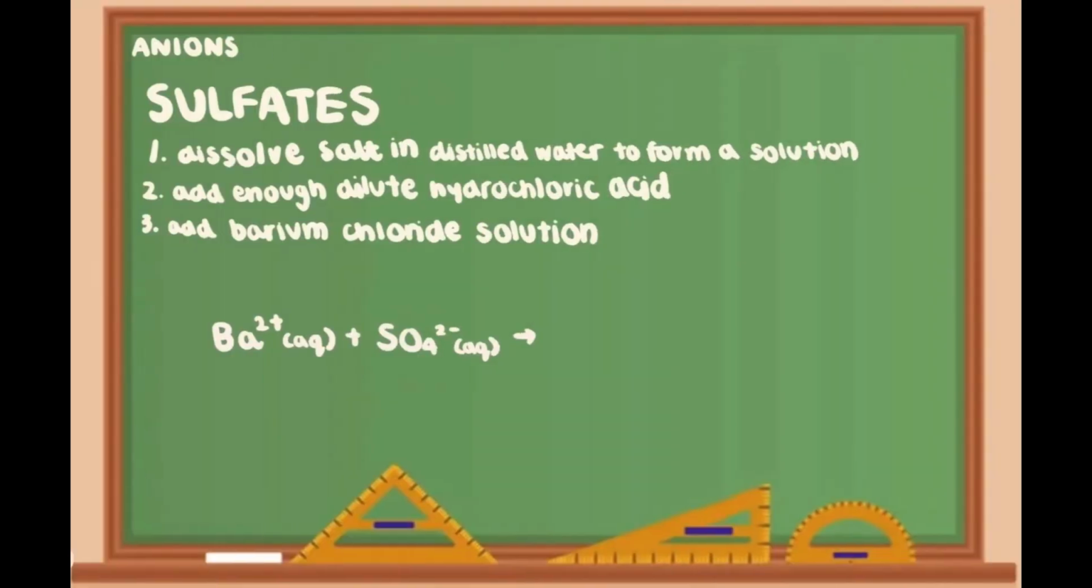Okay, moving on to our final anion, we have the polyatomic anion, sulfates. For this one, you're going to, again, dissolve the salt in distilled water to form a solution. Then you're going to add enough dilute hydrochloric acid. This is for the same reason as the nitric acid: to acidify it, to remove impurities.